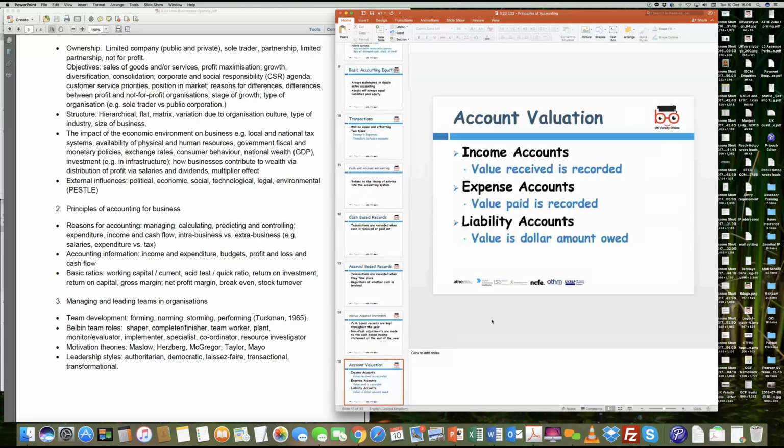Okay. Now, when we look at it from a business perspective, we also look at valuation. Valuation means that if you have a certain asset, that asset has a certain value, right? That means if you buy an item which is worth some value, the value of that particular item is called valuation.